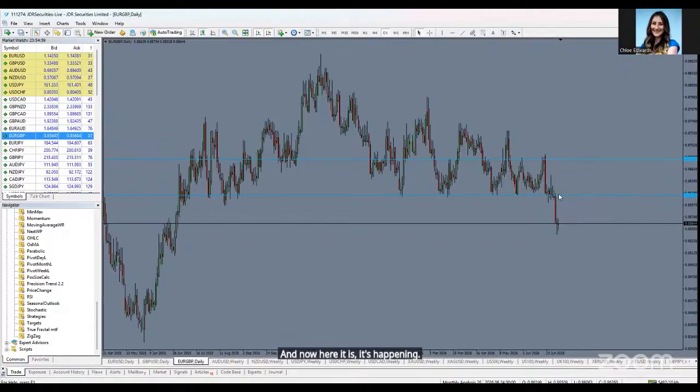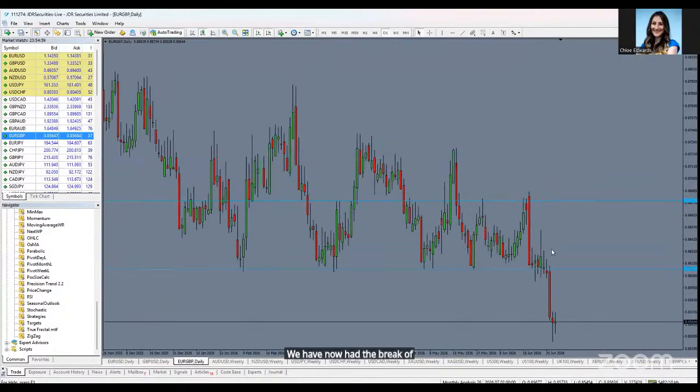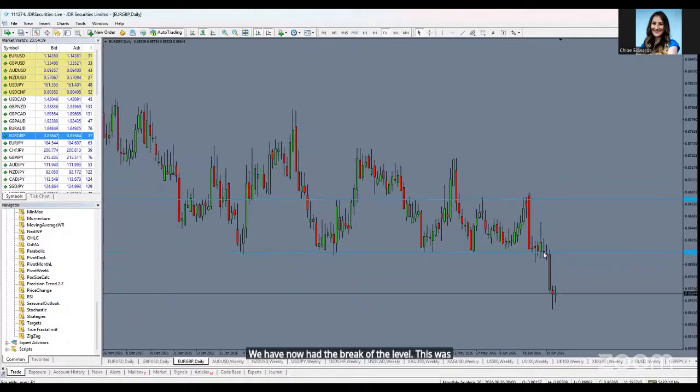So this was something that those of you who trade with me on the Income Creator hopefully would have caught this week, because we were looking at it at the beginning of the week. So on the daily time frame here, we have the same low, we have this horizontal level through here. We have now had the break of the level. This was a really nice opportunity here.